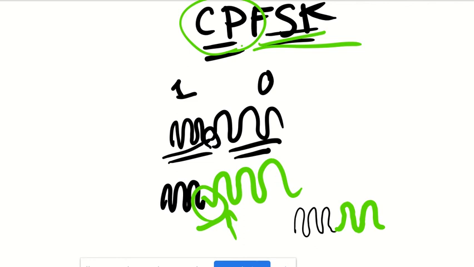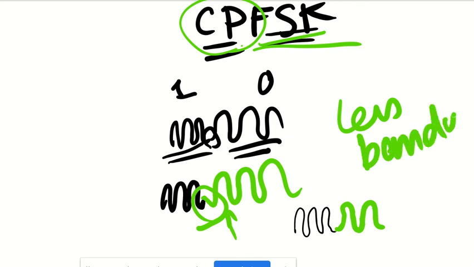I won't go over how they create this, but that's the idea. So when you have CPFSK instead of FSK, your transition is smooth, okay? So it's a coherent version that uses less bandwidth. That's the idea: I want to use less bandwidth and get better noise reduction. So that's an evolved version of FSK.